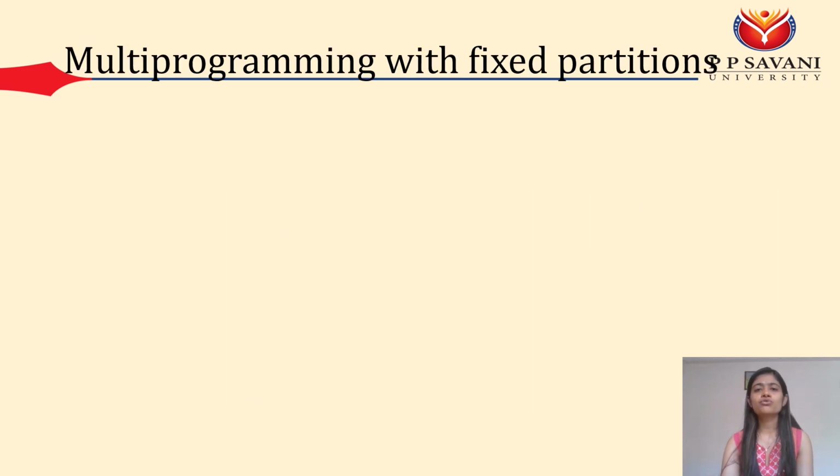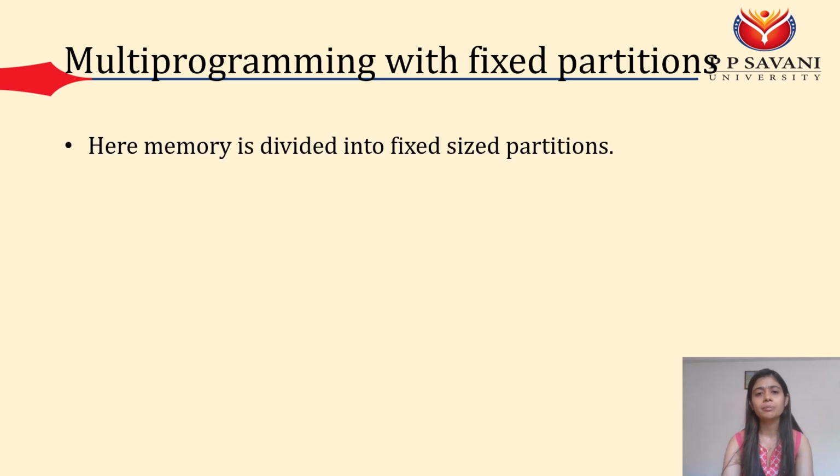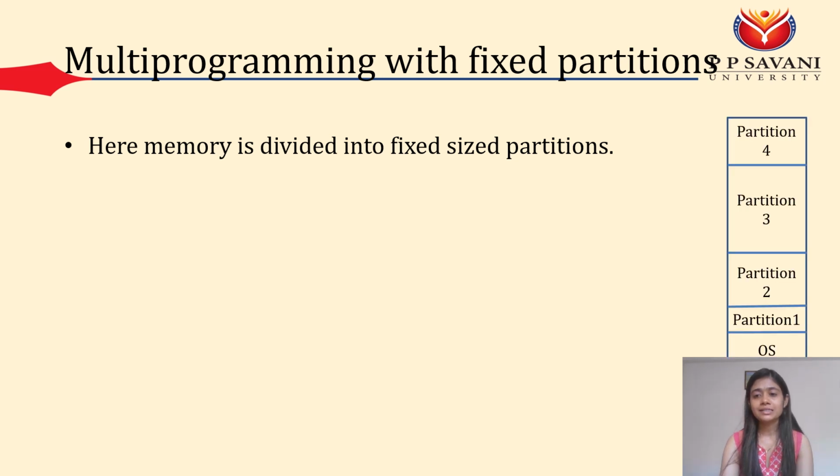After that, we are going to learn about multi-programming. First, we are going to discuss fixed partition, and after that, dynamic or variable partition. Here your memory is going to be divided into fixed size partitions. Let's say this is my main memory. Some of the portion is going to be used by the operating system. And after that, for the user processes, I have created four partitions: one partition, second, third, and fourth partition.